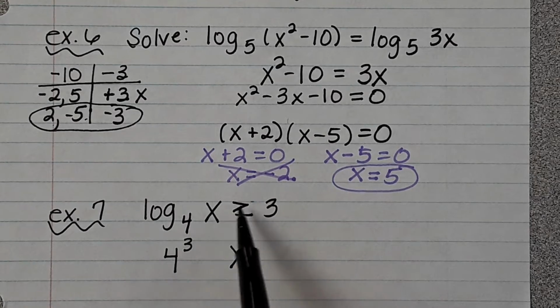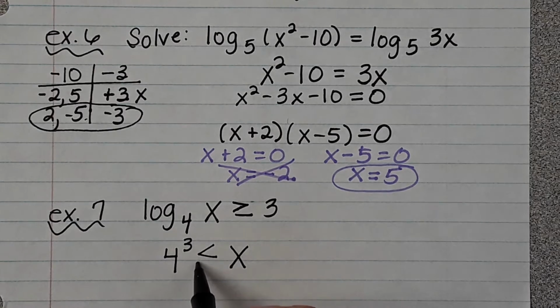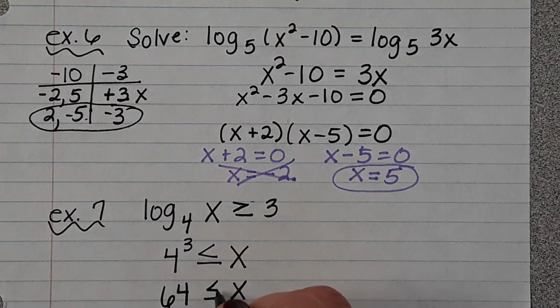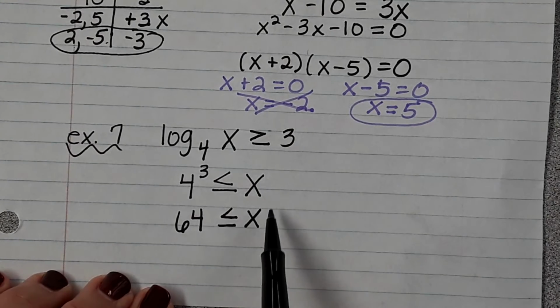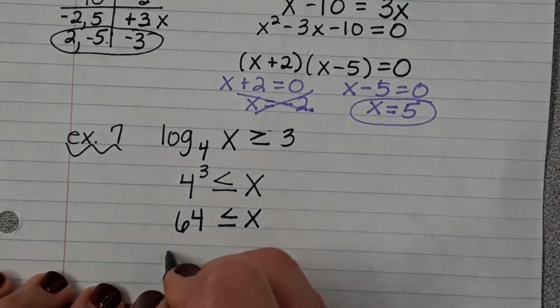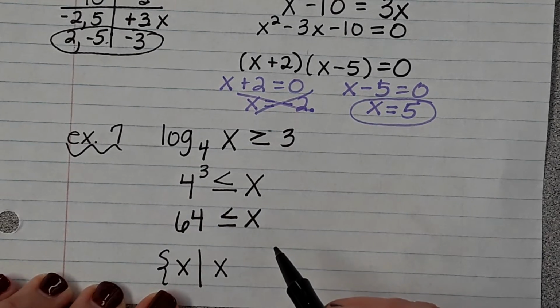Now, do you see that it says x is greater than and it says 3 is less than? So we're going to take the inequality and we're going to face it towards the x. So you just have to pay attention to how the inequality is facing the x. And now what is 4 to the third power? 64. And now you guys, our domain is going to be x such that x is what? Is it less than or greater than 64?